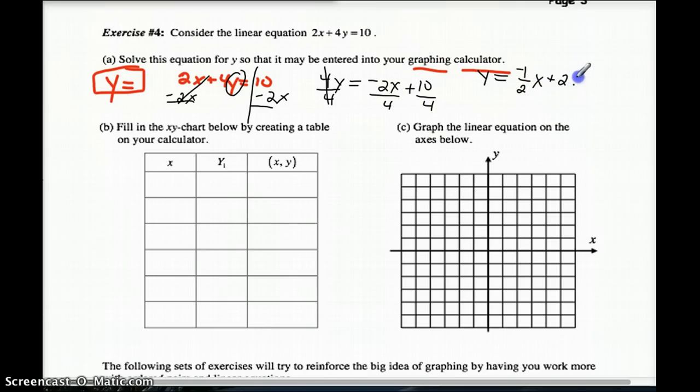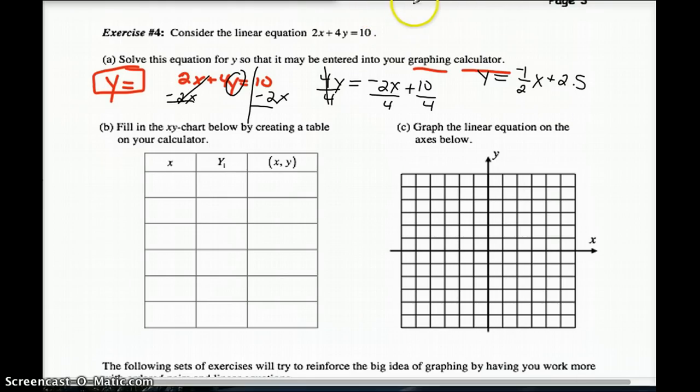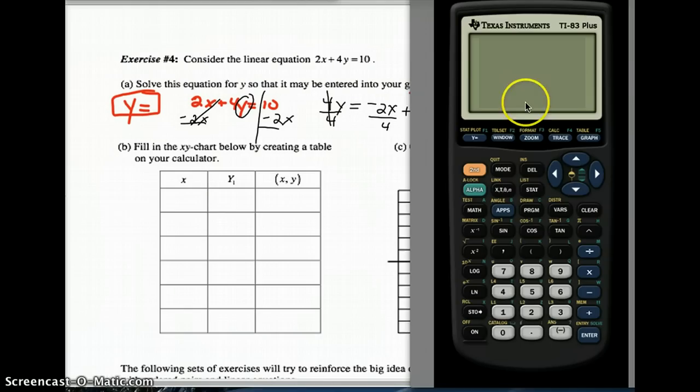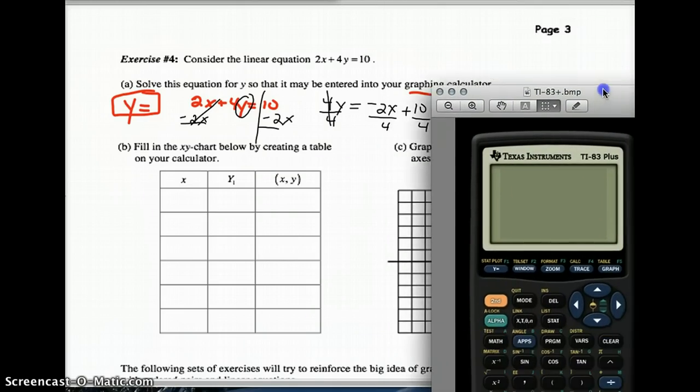which is a 2.5. Now I have it in the form of y equals. Okay, so now you're going to go to your calculator here. My online calculator is not working, so you're just going to have to follow. You're going to have to hit y equals right here, and then you're going to put the equation into the calculator. So our equation is negative 1/2 x plus 2.5.